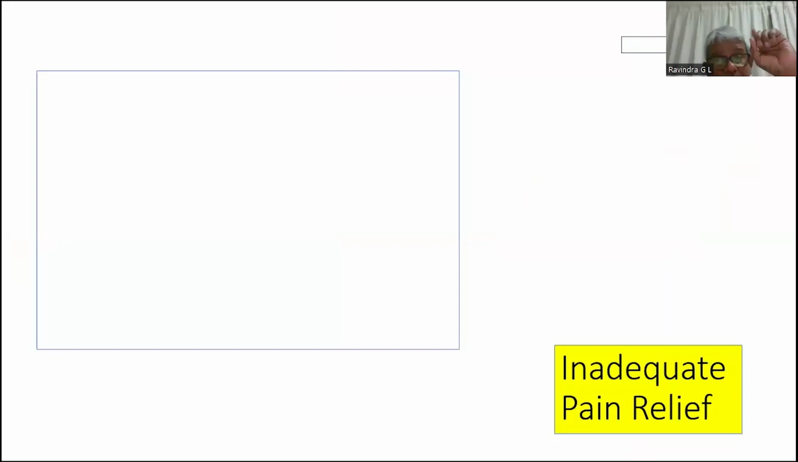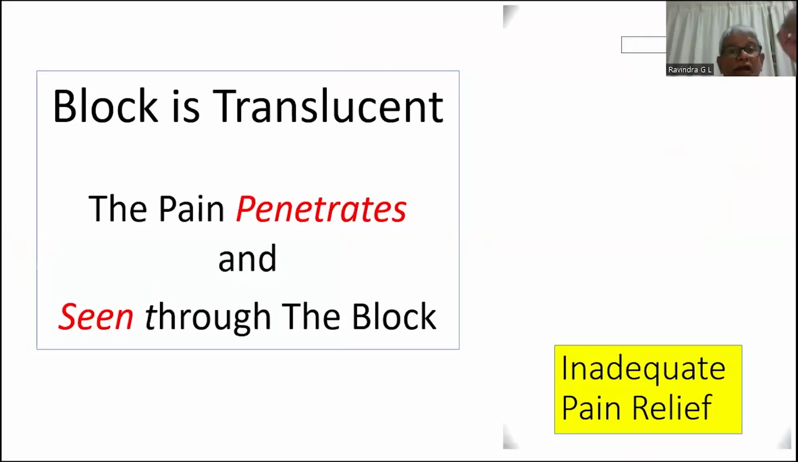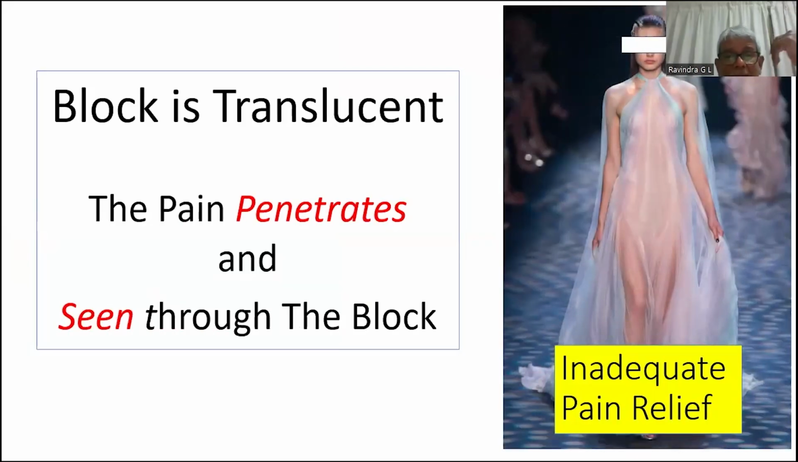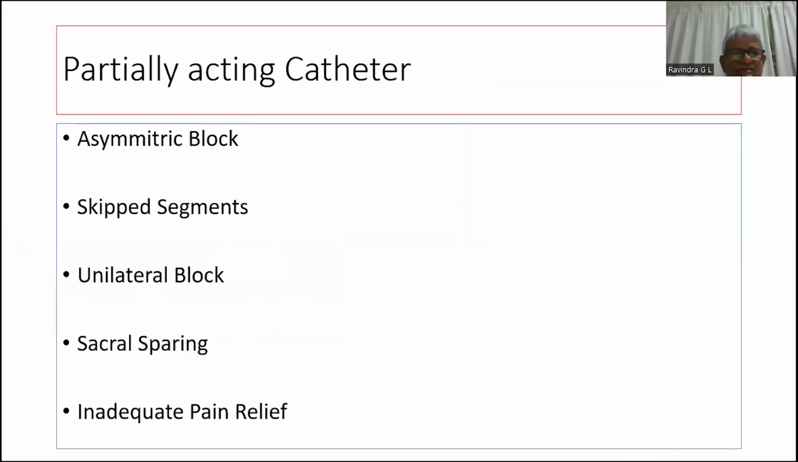And the fifth one, the last type of failure, is an inadequate pain relief. Here, the block is translucent. The pain penetrates and is seen through the block. Thin. So the pain would have come down in intensity to a certain extent, but it is still not in the acceptable levels.